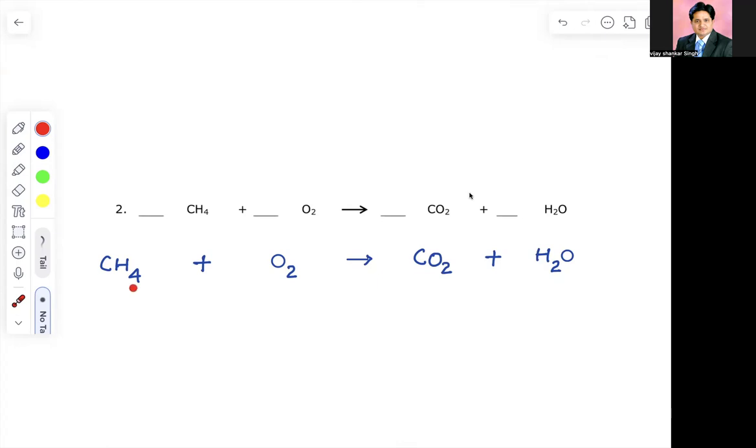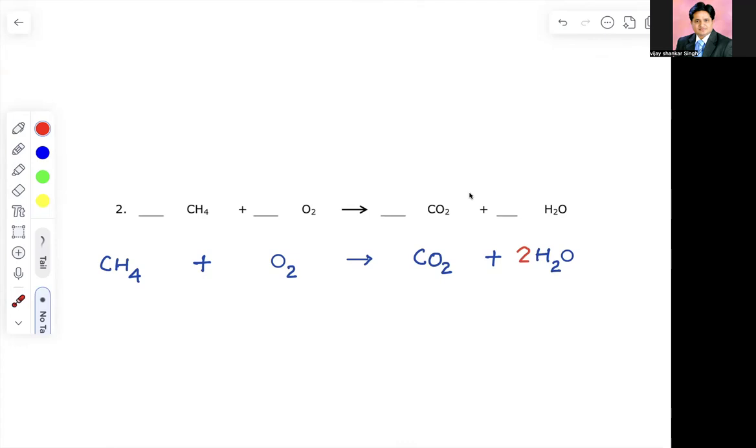We have 4 atoms of hydrogen on the reactant side, but we have only 2 atoms of hydrogen on the product side. So how about I balance hydrogen first? I can multiply this by 2, and that will give me 4 atoms of hydrogen on the product side, and we have 4 atoms of hydrogen on the reactant side. So my hydrogen atoms are balanced.